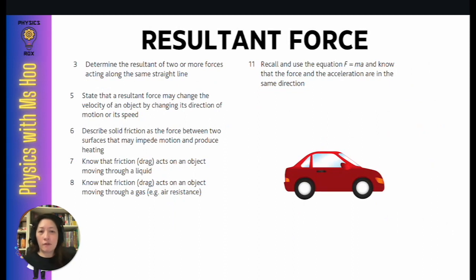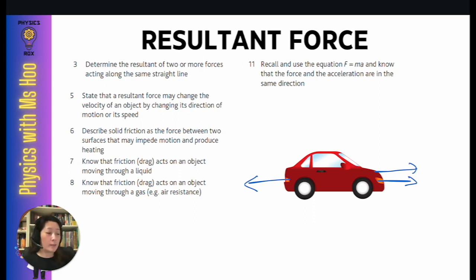You also need to know about resultant forces. You need to know how to calculate the resultant of two or more forces acting along the same straight line. So for example, the forces could be in the same direction, or they could be in opposite directions. Whichever the case, they're in the same straight line. So if they're in the same direction, you add them together. If there's any in the opposite direction, you minus. You also need to state that the resultant force may change the velocity of an object by changing its direction of motion or its speed.